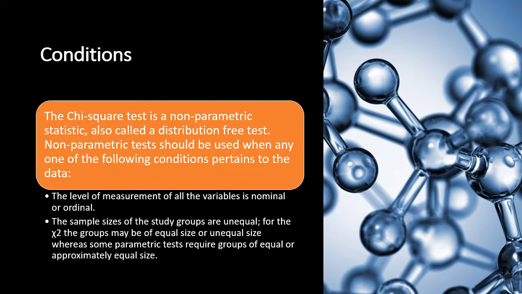Like every other parametric or non-parametric test, it has certain assumptions and conditions. Now we are going to discuss conditions first. It should follow certain conditions, like the level of measurement of all the variables is nominal or ordinal, and the sample sizes of the study groups may be unequal for chi-square, as the groups may be of equal or unequal size, whereas some parametric tests require groups to be of equal or approximately equal size. Here we have no compulsion to have equal group sizes.